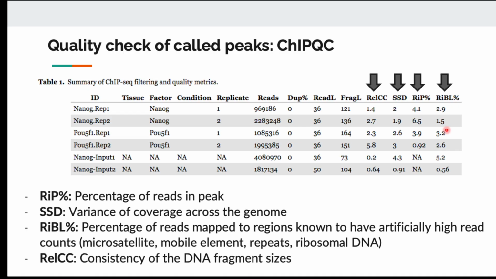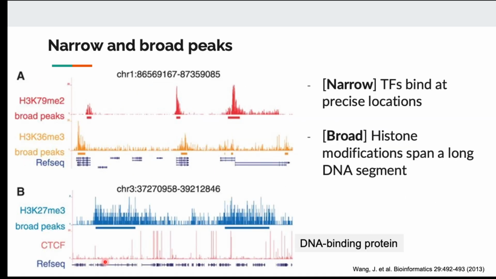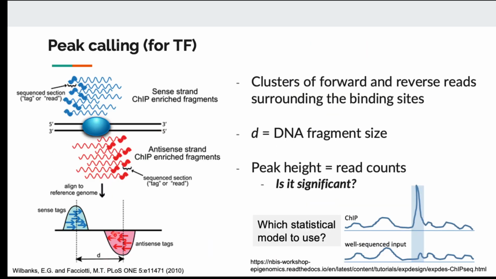So it can tell us about the quality of the chromatin immunoprecipitation again. And the last one here, relative CC. Recall that when we talk about calling the peak for transcription factor binding, we say that because transcription factors bind at a certain specific kind of nucleotide pattern, when we look at the peaks, we're going to have two peaks, one upstream of the binding site, one downstream. And this distance between the two peaks should reflect the DNA fragment size.